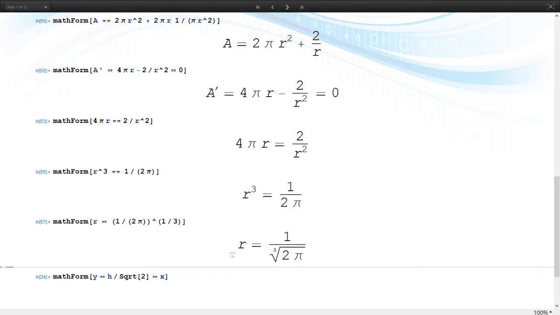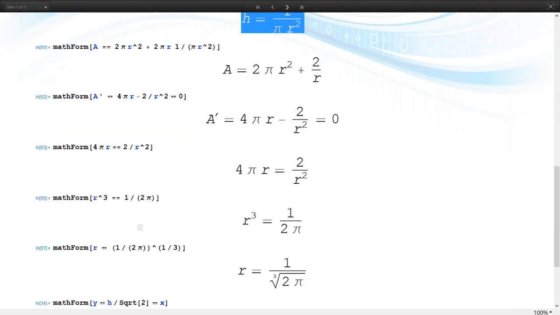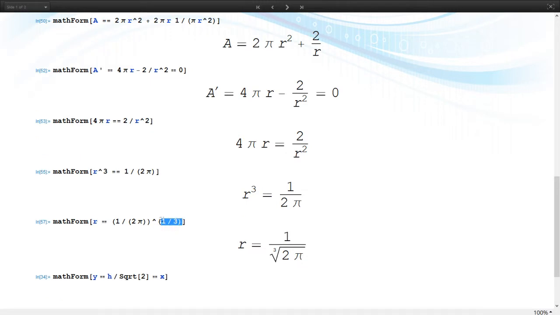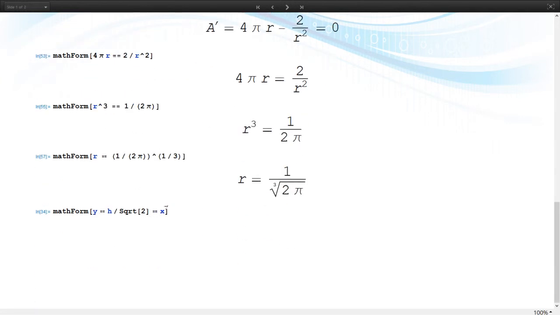Now this is our radius. We can plug this into our equation for the height here to get the dimension of the can. So let's do that. We'll copy this down, and we will plug r into the equation. And this is our answer.